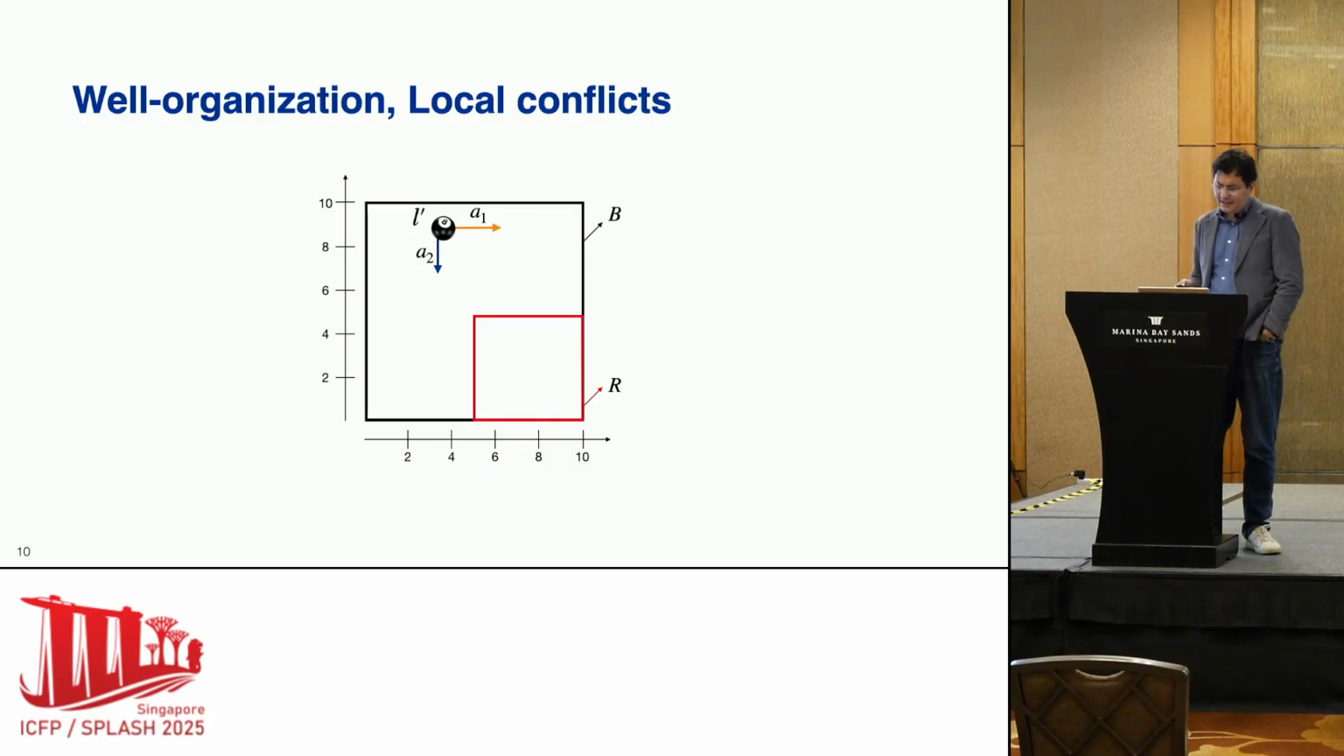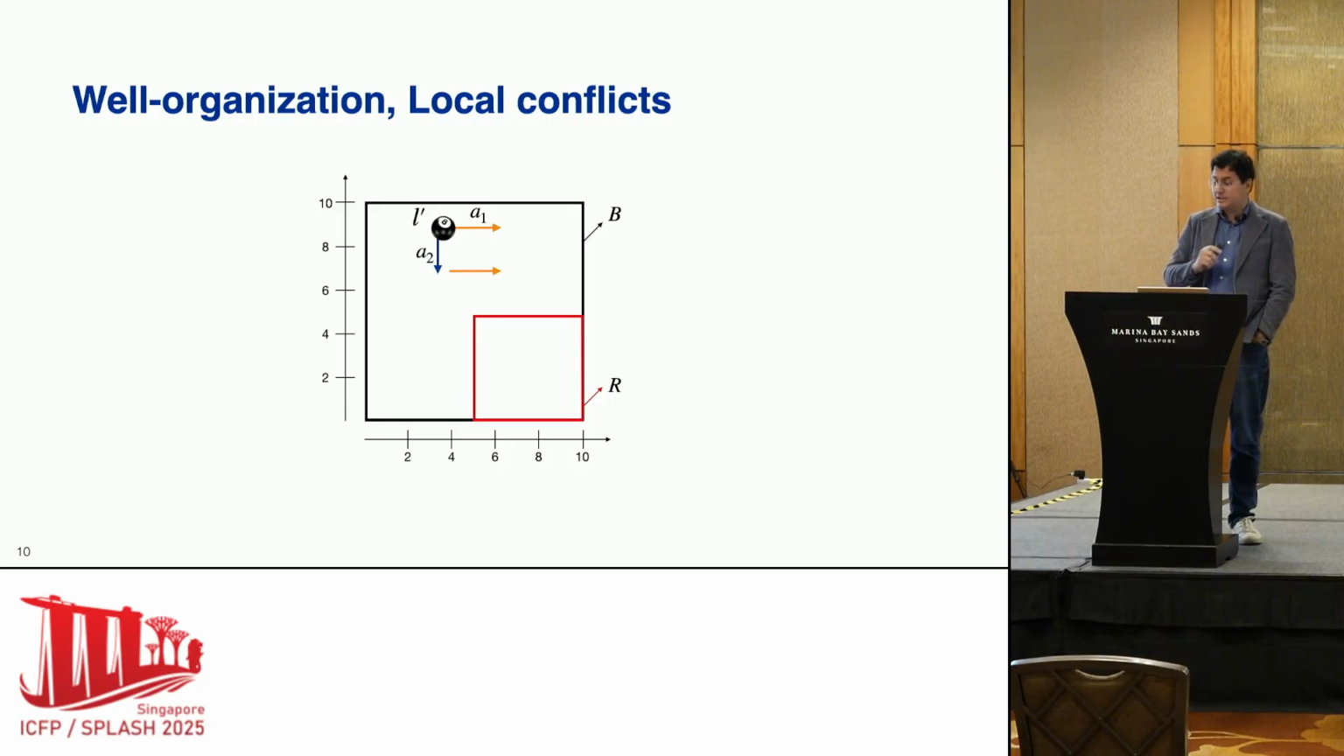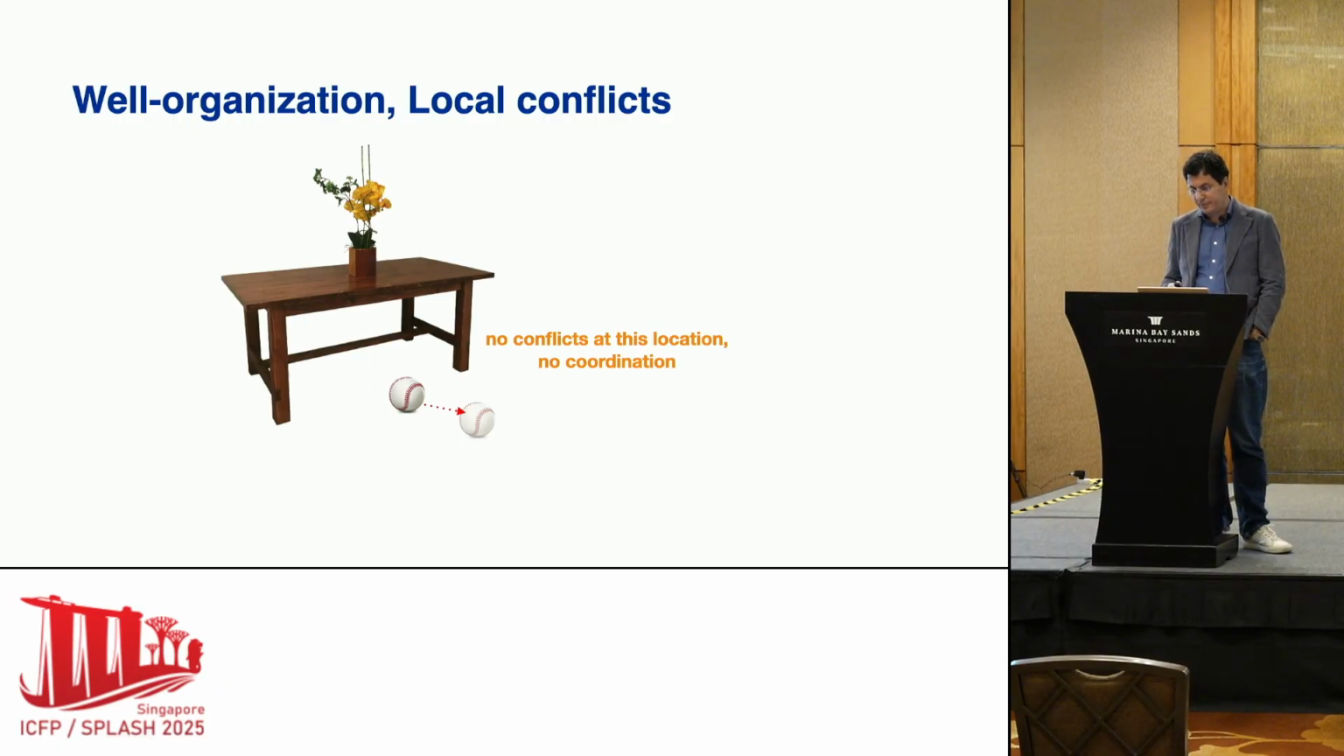What we realized is that, again, this is very much dependent on the location. And well coordination had no notion of the current state. So we considered that. And if you look here, location L prime, there's no problem. You can move past A2. A1 can move past A2, and it's going to keep the integrity property there as well. So we want to be able to run them locally, and we do. So if the ball is very far from the table, these are the locations you can go without coordination. And this is something we captured in this new notion that we call well organization.